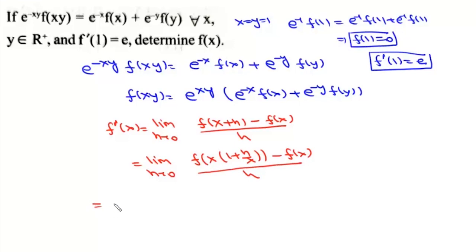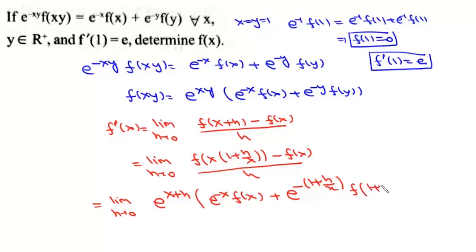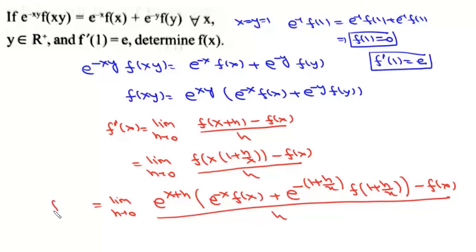by h. Now this is limit h tends to 0. Now this is f(xy), and f(xy) is e to the power xy, which is e to the power x plus h, and then e to the power minus x f(x) plus e to the power minus (1+h/x) into f(1+h/x) minus f(x), whole divided by h, and that's your f'(x).